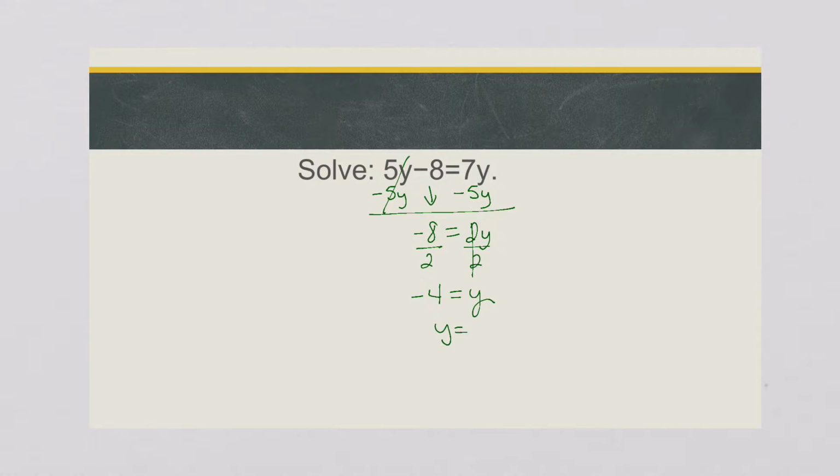I could also write that as that. Either way, it does not matter. So now to check my work, I'm going to put negative 4 in where I see y. 5 times negative 4 minus 8, does that equal 7 times negative 4? 5 times negative 4 is negative 20. Negative 20 minus 8 is negative 28. So I know that that is my correct answer here. So I'm pretty certain that y equals negative 4 is the correct answer.